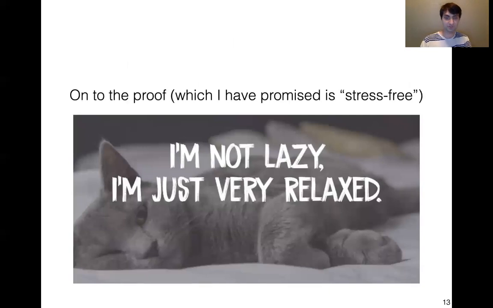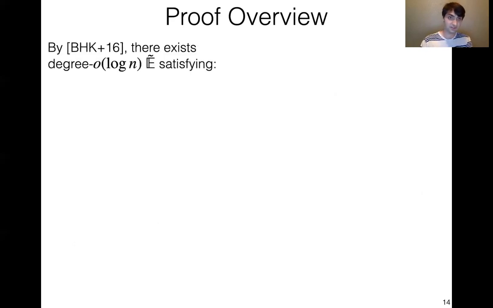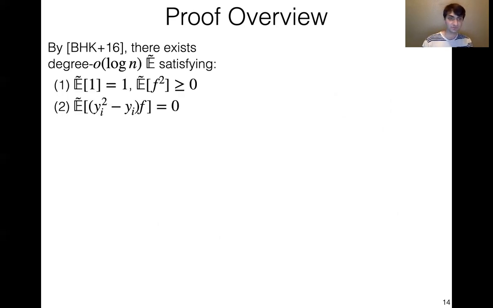Okay, so now on to the proof, which I've promised is not going to be too complicated. We're going to prove our theorem via reduction to the independent set lower bound that we know exists. So by that paper, we know that there is a degree little-o of log n pseudo expectation for independent set, which means it satisfies the following properties. Property 1 and property 2 are the same as always. I've replaced the variables x_{i,c} with y_i just to avoid confusion between the independent set variables and the coloring variables. But you should think of y_i here as just the indicator that vertex i is in the independent set.